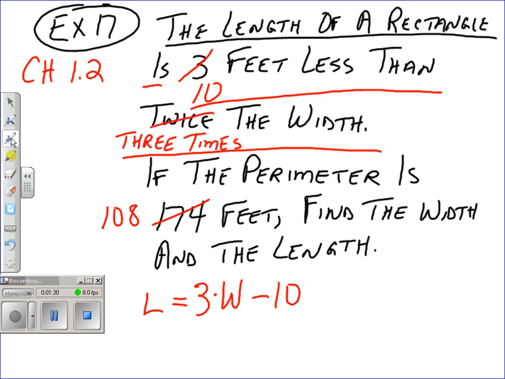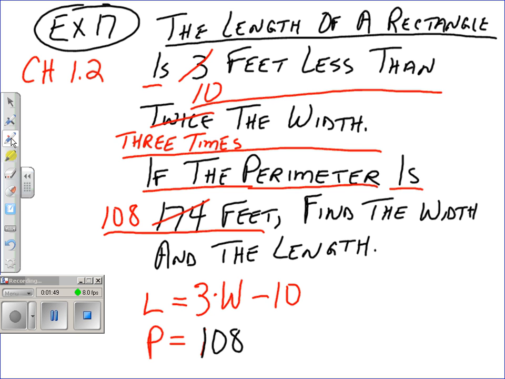Now the next sentence says, if the perimeter is, there's my equals, 108 feet. So we know that perimeter is 108 feet. If we know that perimeter is 108 feet, find the width and find the length.